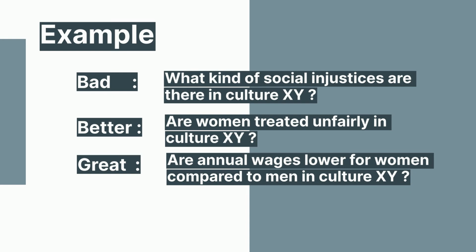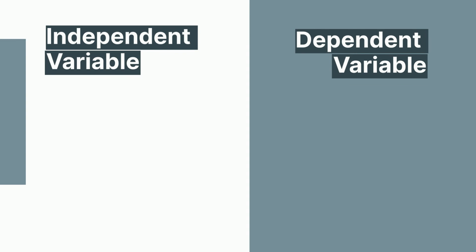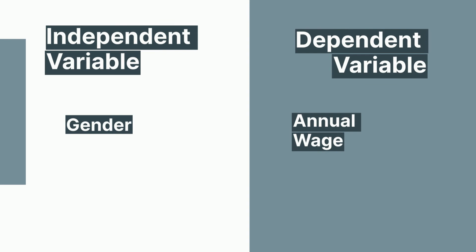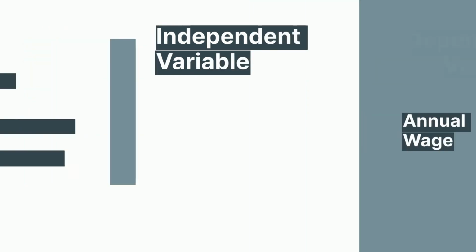So now it's clear that in order to answer this question, we need to measure the annual wages of men and women. And again, this follows the general template that you saw at the beginning. So here our independent variable is gender. We're comparing men to women. And the dependent variable is annual wage. And we're wondering whether the annual wage is influenced by whether a person is a man or a woman.